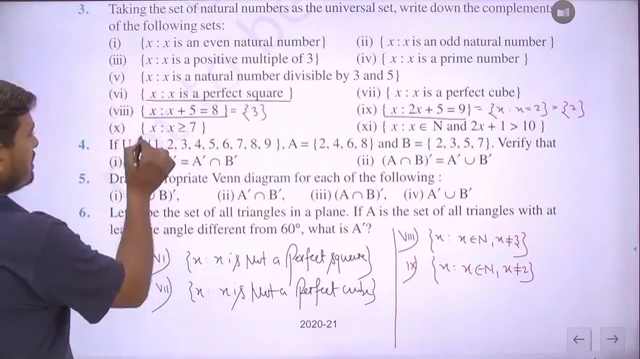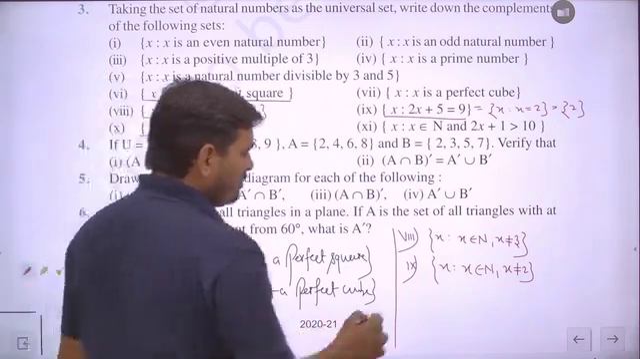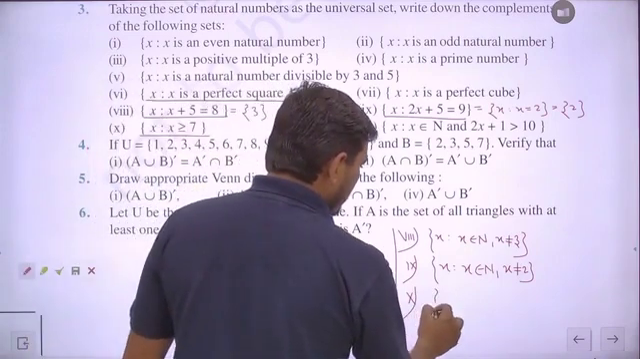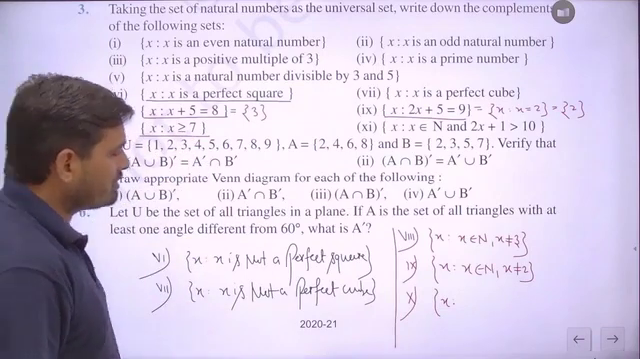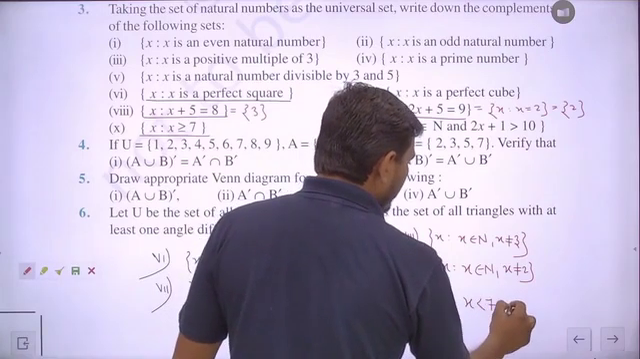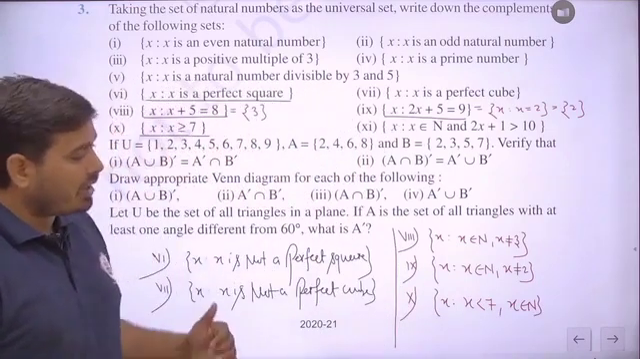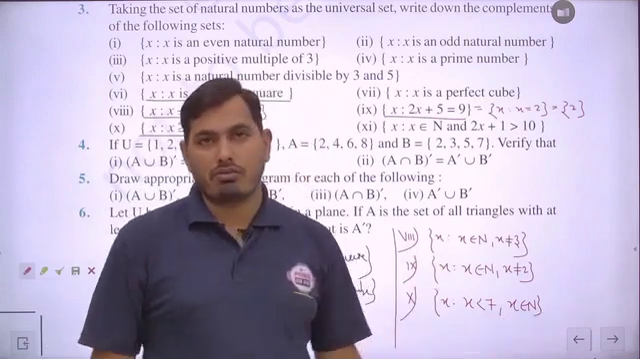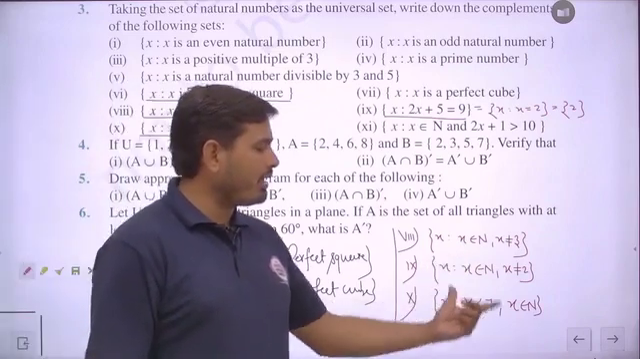Similarly, the 10th part is given as x is greater than or equal to 7. No problem, you can just write down the complementary part. So basically the complementary part is x is less than 7. You can also represent it at this part, because there are so many numbers less than 7, but these belong to the natural numbers, because we have to write the natural numbers only in the complementary part. Is it clear?